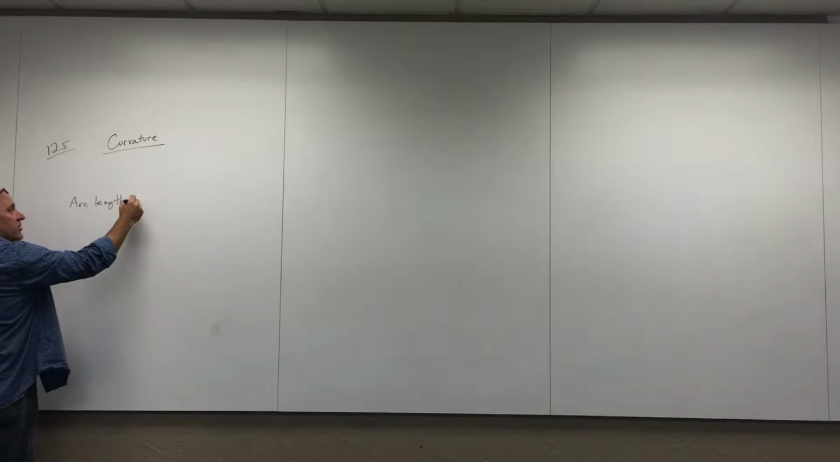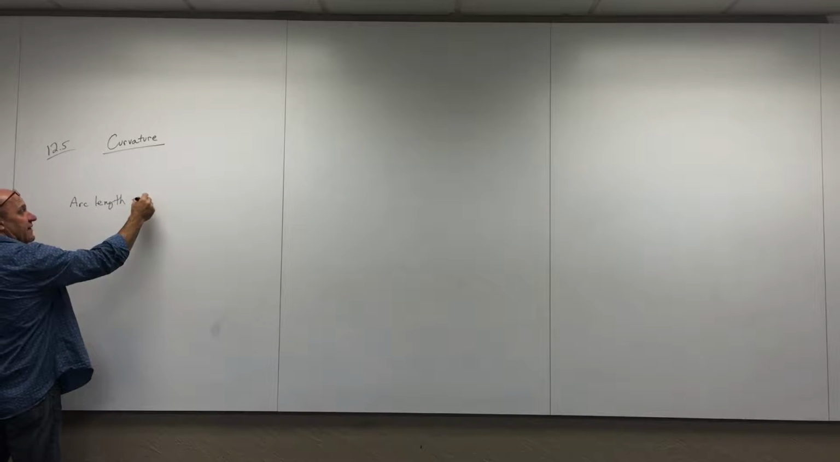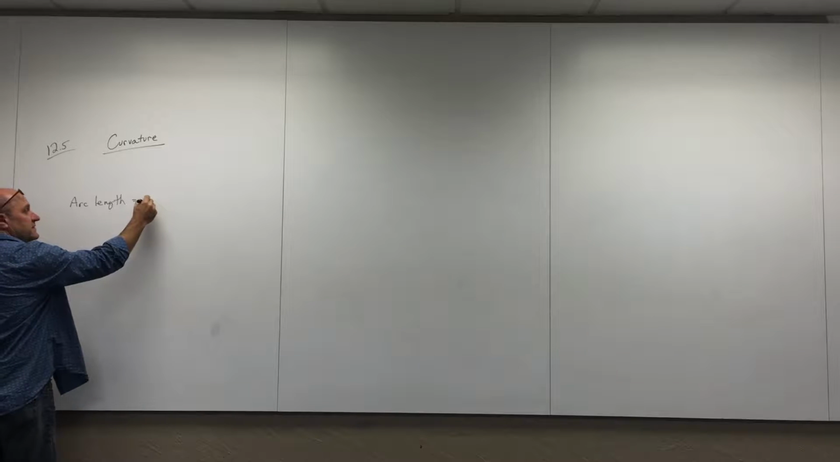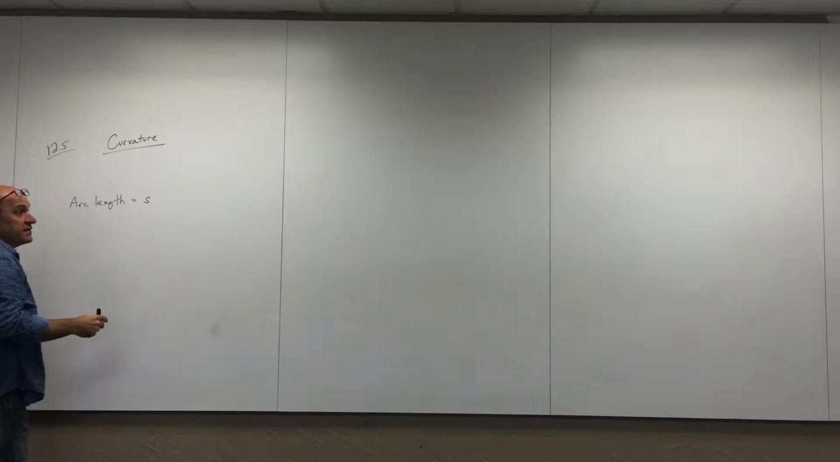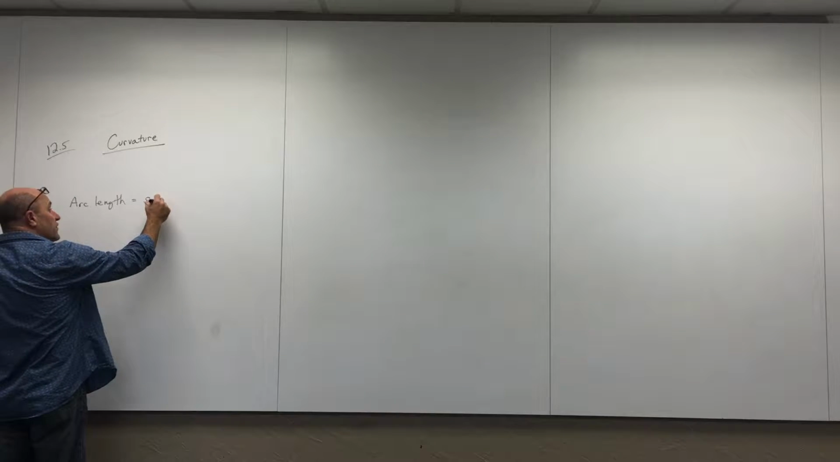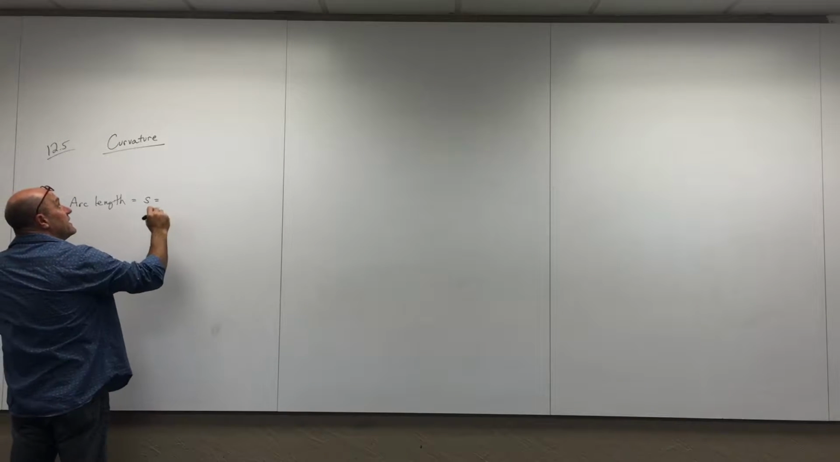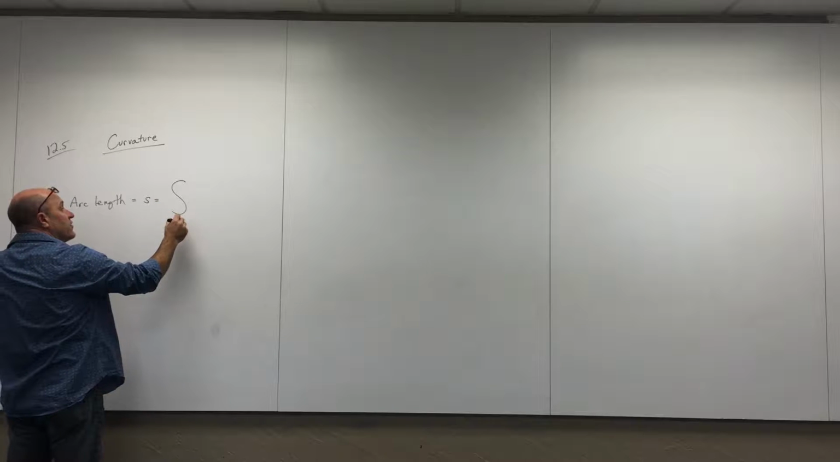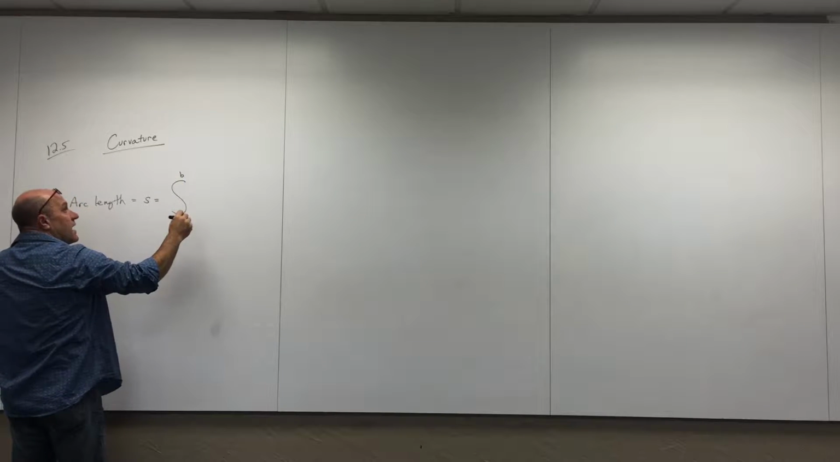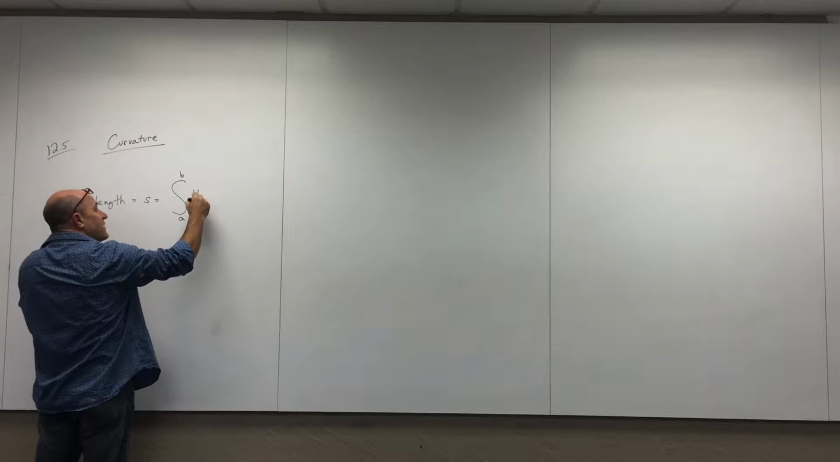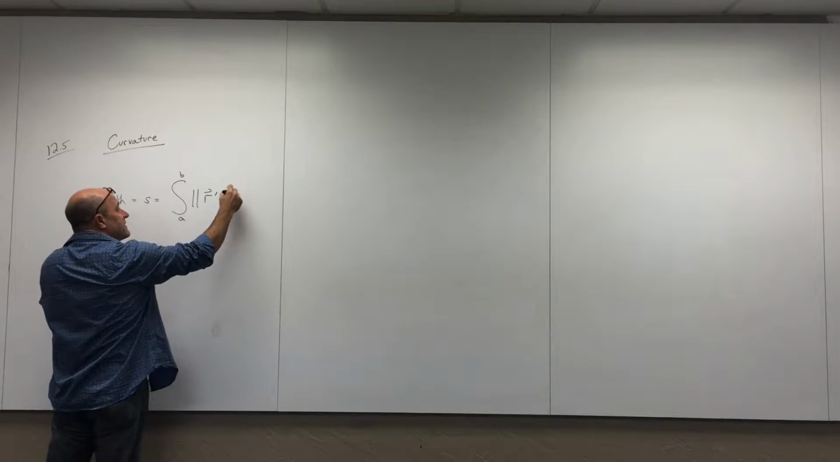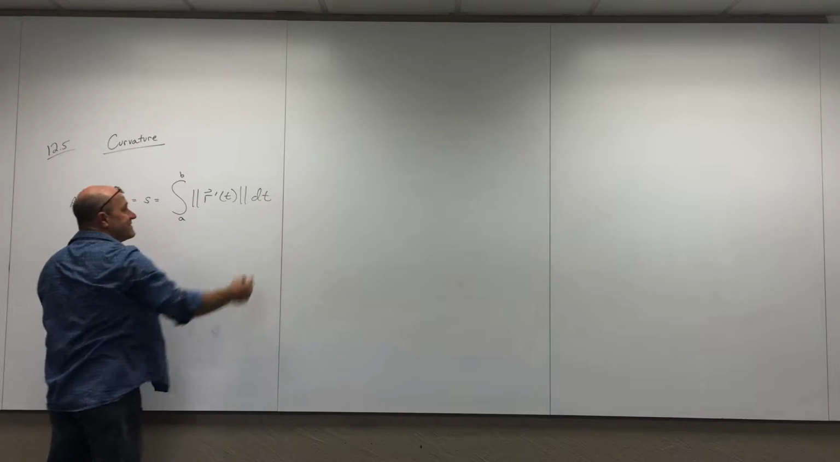Arc length of a curve is represented with the letter s, the little s. You may recall some of this from Cal 2, but in Cal 3, here we're dealing with vector valued functions, and the arc length formula is this. It's an integral from a to b, and we are integrating the magnitude of r prime of t with respect to t.